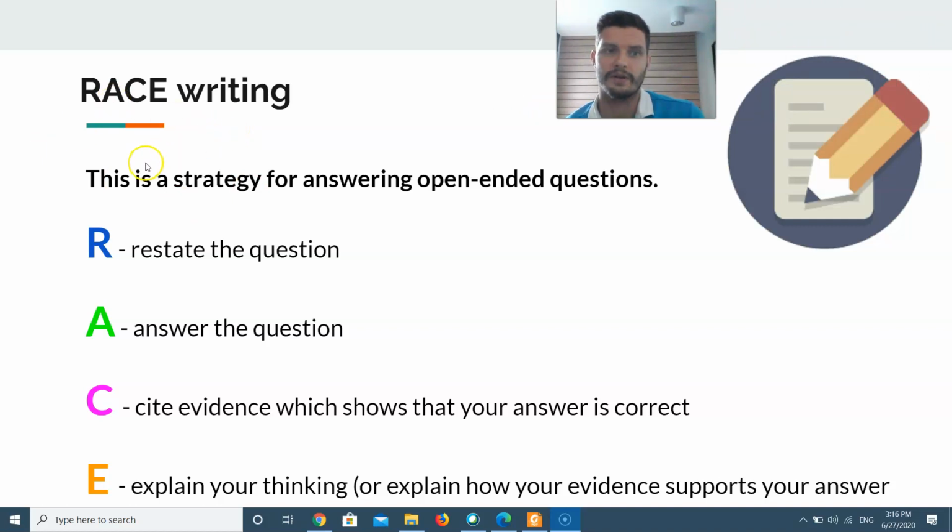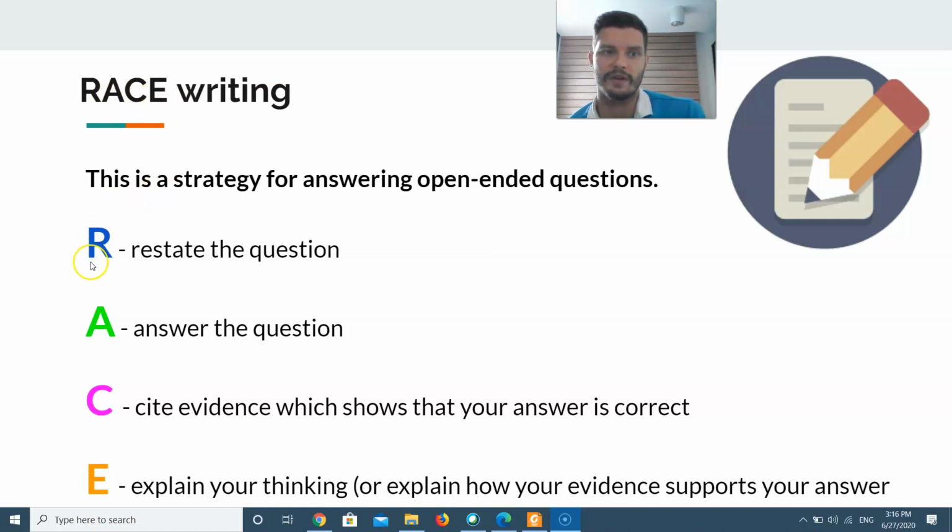So RACE writing. What is RACE writing, first of all? This is a strategy for answering open-ended questions. What is an open-ended question? An open-ended question is one that has multiple possible answers. And the best way to answer these questions is with RACE writing.